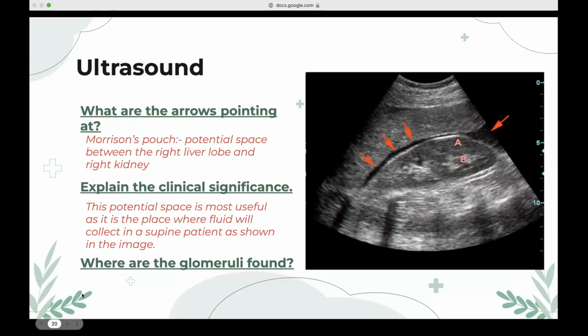Now, next question is, where are the glomeruli found? In A or B? In A. Yep. Why? Because A is the cortex. Exactly. So deeper would be the medulla, outer is cortex. So A is where the glomeruli are found.